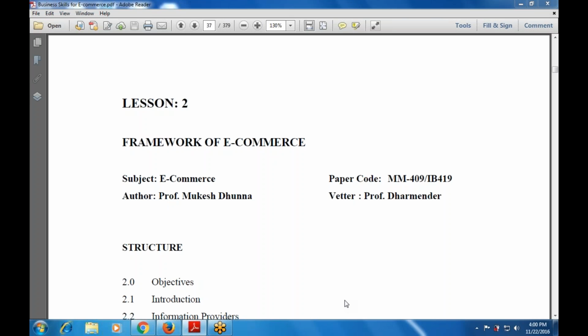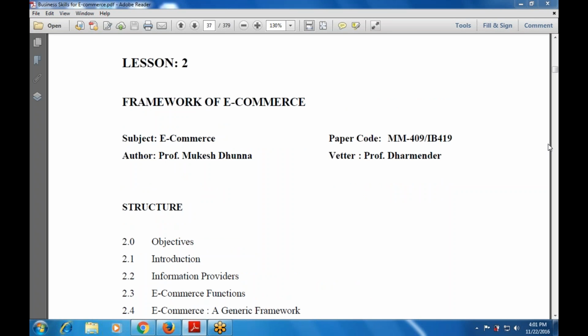So let's begin with the revision of the module that is Business Skills for E-commerce. In the last class, we started with the revision of e-commerce and finished one chapter. Let's continue with the second chapter, that is chapter number 2, framework of e-commerce. What is the framework, how to use it, what is the structure of e-commerce, how it is built and how it is developed. So let's begin with chapter number 2, the framework of e-commerce.